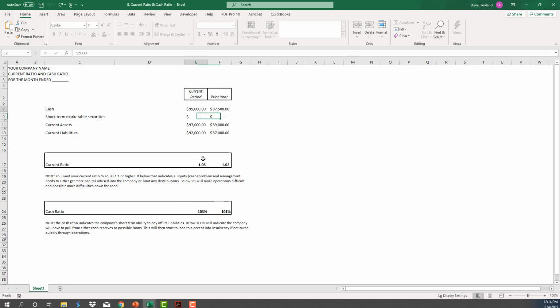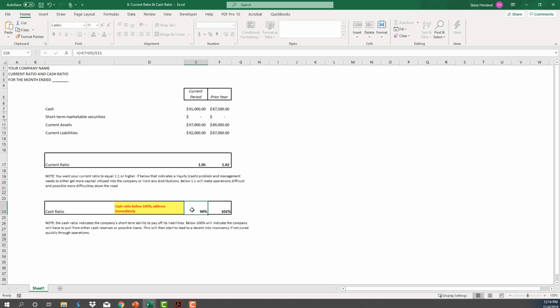So in this situation, this company has $95,000 cash, $92,000 in current liabilities. Right now they're doing pretty good on their cash ratio. I mean, they have more than the liabilities. Now, yes, you want to be above 1 or 100% in this case, but obviously you want to be even higher. But at 1, at least you can cover your current liabilities. So let's see what happens when we reduce this down to 91,000.